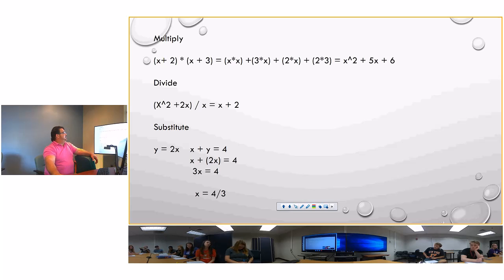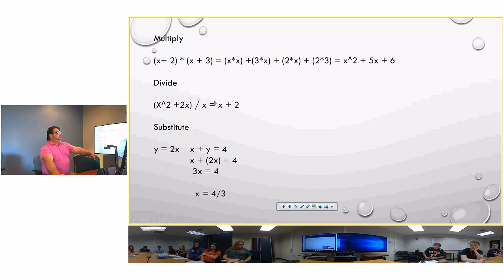Your final answer is x squared plus 5x plus 6. You just multiplied x plus 2 times x plus 3. Dividing. X squared plus 2x divided by x. Well, x squared divided by x is x. 2x divided by x is 2.